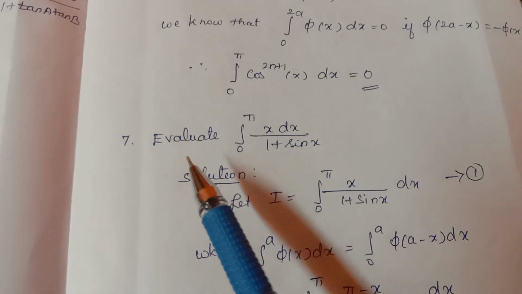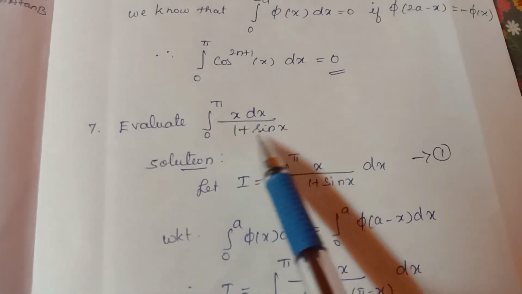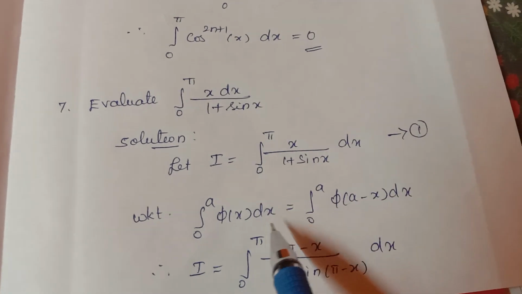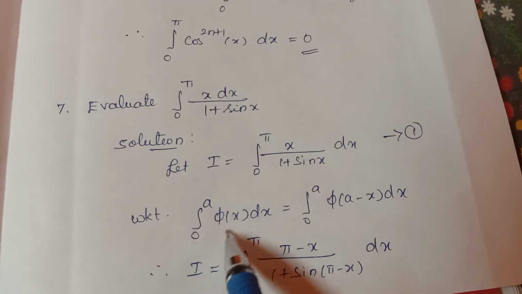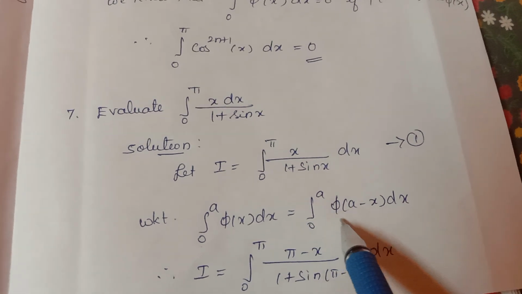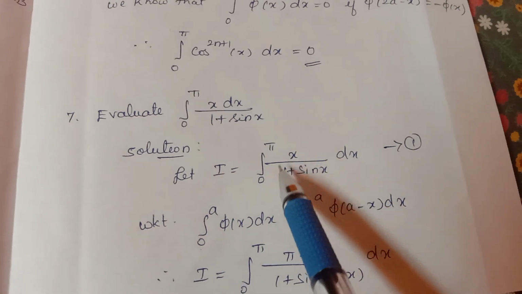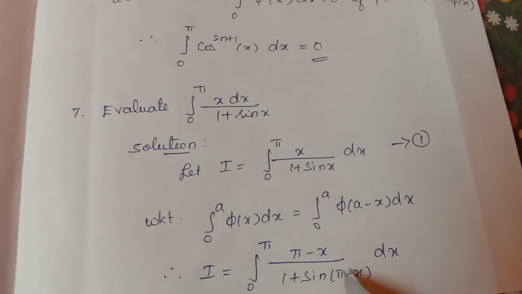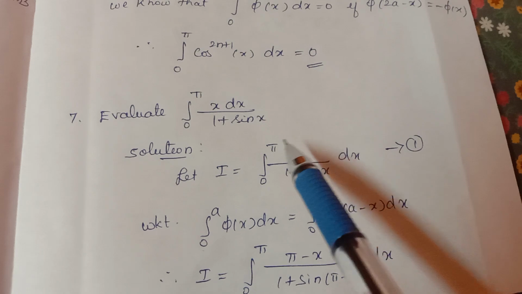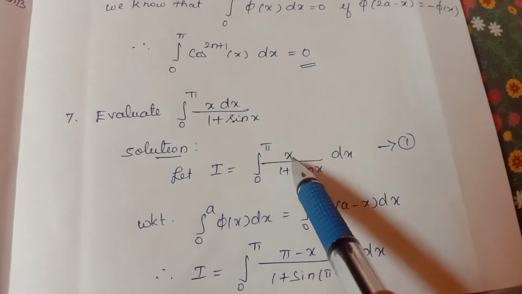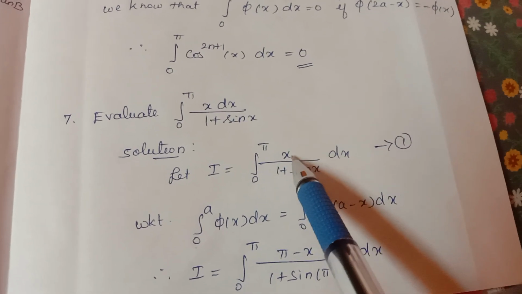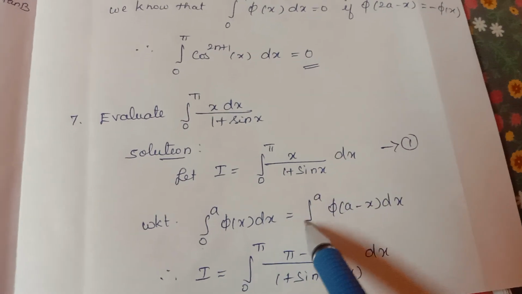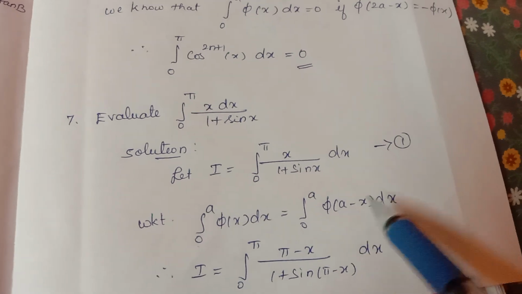Okay, then next problem, evaluate integral 0 to pi x dx by (1 plus sin x). Let I be the given integral. Now as usual, let us apply the property: integral 0 to a of phi of x dx equals integral 0 to a of phi of (a minus x) dx. So it will be (pi minus x) by (1 plus sin(pi minus x)). Every time, why do we apply this property? Because you see in this integral, in the numerator you have x, no? With this x, we cannot do the integration directly. We want to eliminate this x. For that, this property is helpful. That is why every time we are applying this property.